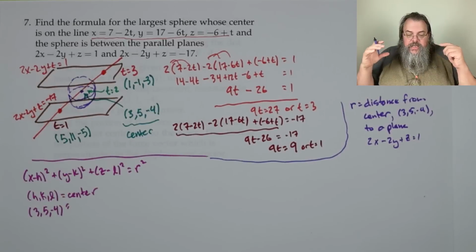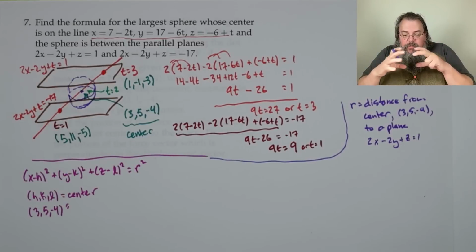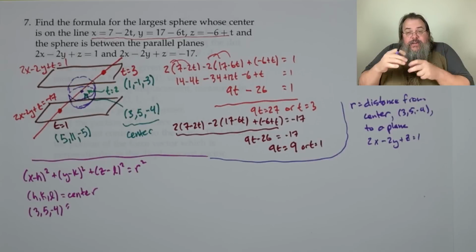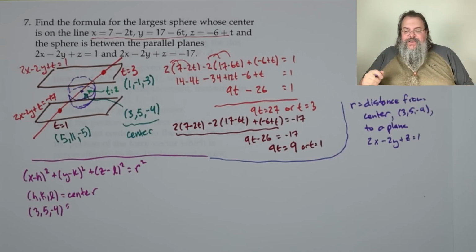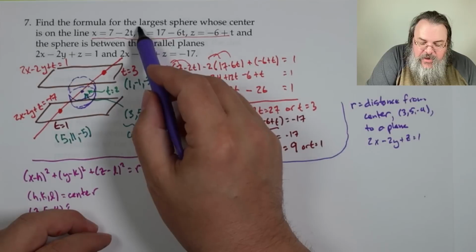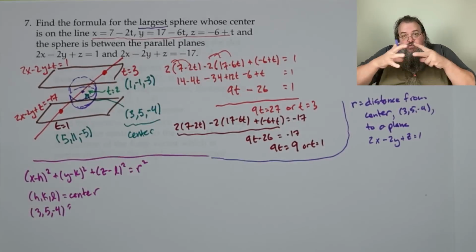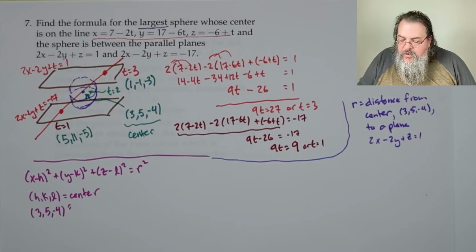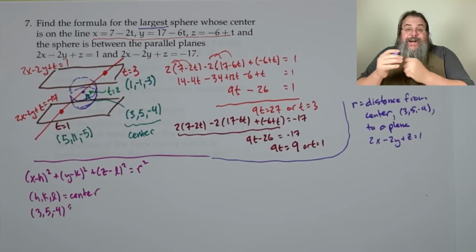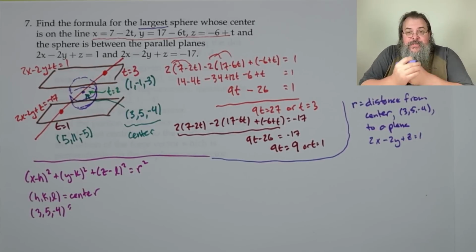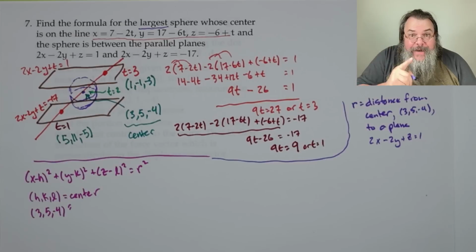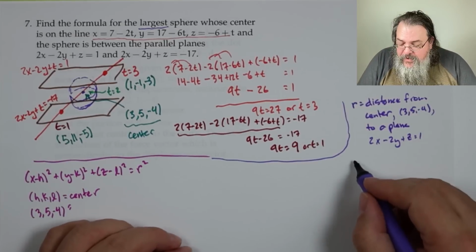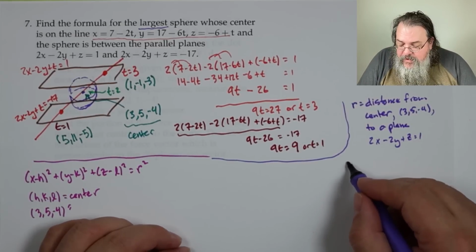Because it has to be a big sphere, right? So it's like we're going to blow it up until it's just barely touching. So that's the clue. It's the largest sphere. So now we're like, oh, I need to know the formula for the distance from a point to a plane. We have such a formula. So the distance, here's the formula.